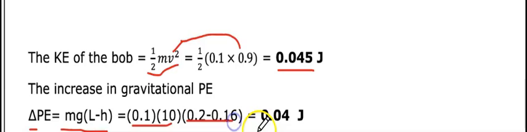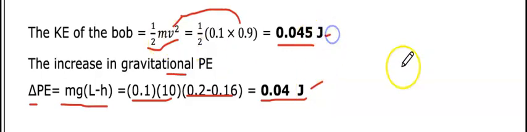The increase in gravitational potential energy, delta P, will be mg into bracket L minus h. What is mg? 0.1 into 10, and L minus h is 0.2 minus 0.16. That will be 0.04 joules on calculating. Simple calculation I'm not considering. And this is your final answer. So the change in gravitational potential energy is 0.04 joules and the kinetic energy is 0.045 joules. Okay, thank you.